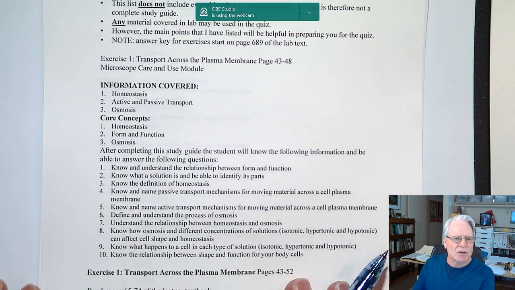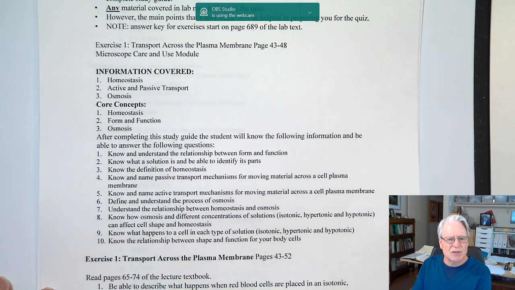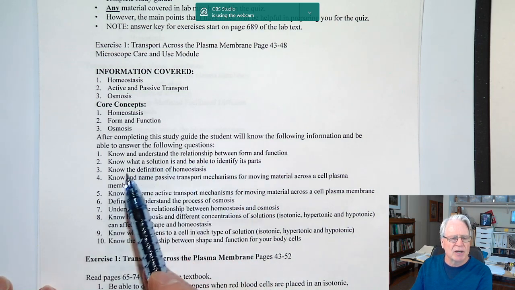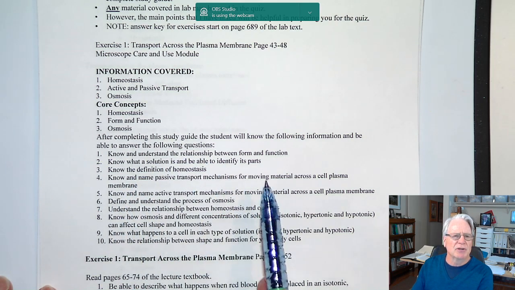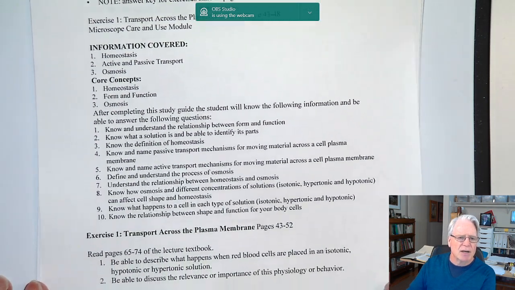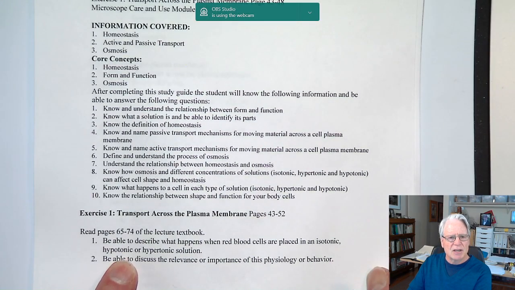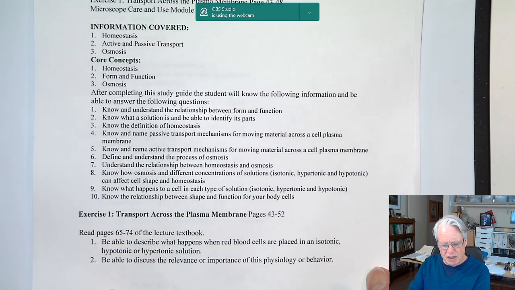Then I've given you a series of statements, so pay attention to these. These are the kinds of statements that I would develop questions around. So you should be familiar with and know this material by the time this lab is ended or after you have studied this for a while. There are some more additional questions here, as you can see. There's a reading that you should be doing, page 65 to 74 in your lecture textbook.